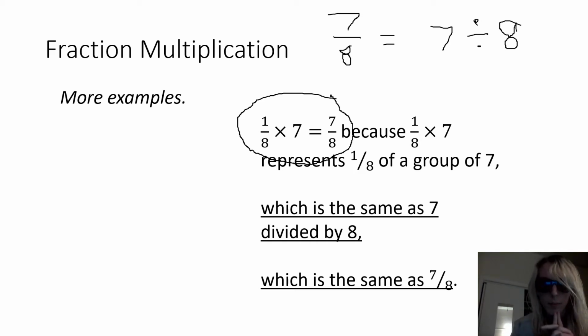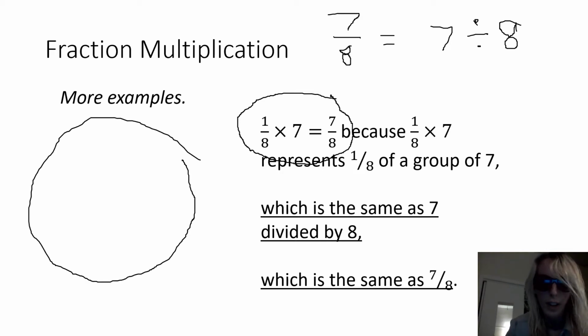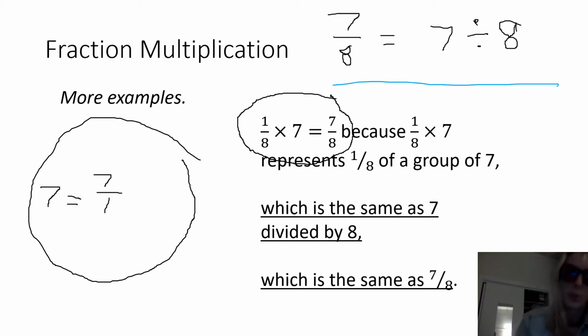So let's see. And remember also that whole numbers are fractions too. 7 is the same thing as 7/1, right? Because 7/1 is the same thing as 7 divided by 1, which is 7. So the point is, this is an explanation of a very special example of fraction multiplication when one of the fractions has numerator 1 and one of the fractions is a whole number. That's what we're doing right now.